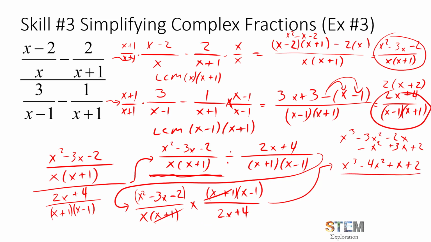And then if we go and distribute this accordingly, we should get 2x squared plus 4x. And this will be the complex fraction simplified completely in this given situation.